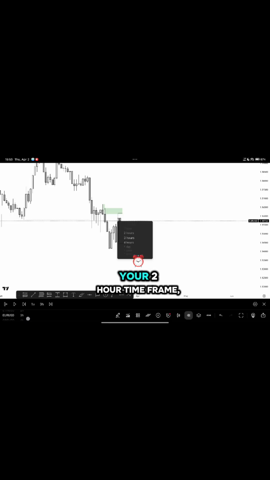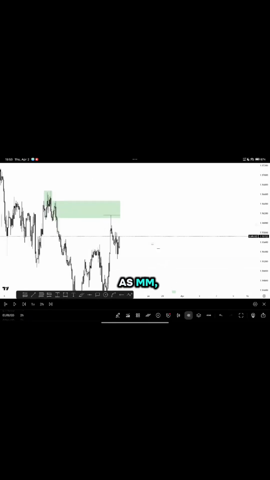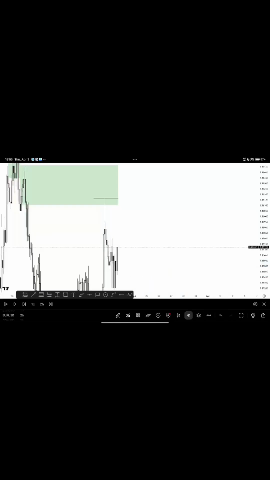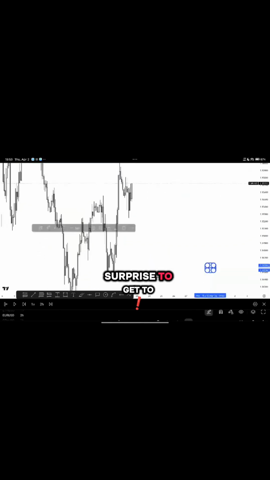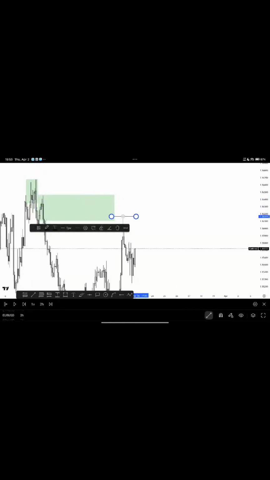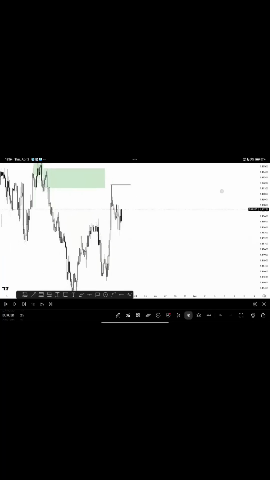So you go to your 2 hours time frame. We've marked that zone out as our CRT high. We marked this zone out as our CRT high. So what to expect is price will get to that zone and take out the highs, so we can start looking for sell opportunities.